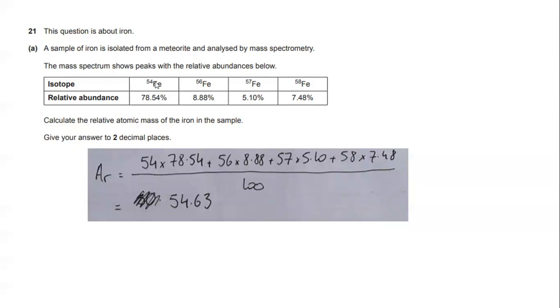They ask you to give an answer to two decimal places. Make sure you give an answer to two decimal places. And again, if your result is not between 54 and 58, something must have gone wrong. So be very critical of your answer.